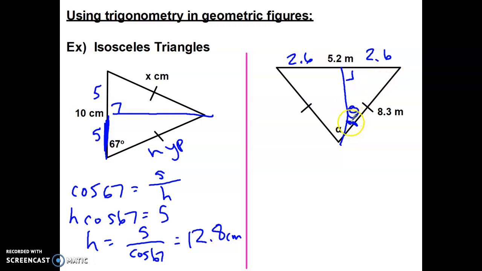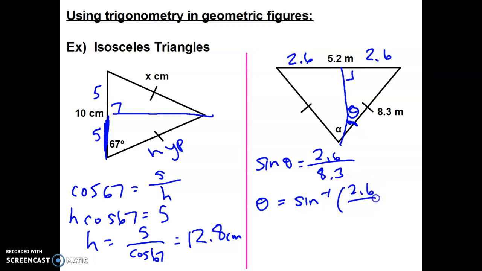And I can see that to my angle theta, I have the opposite side and I have the hypotenuse. So that's going to be sine. Sine of theta equals opposite over hypotenuse. All right, and this is like what we just did where we have to use that inverse sine, also called arc sine, if you see that written anywhere. Arc sine and inverse sine are the same thing.